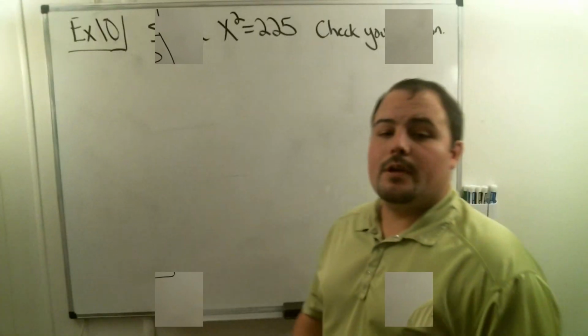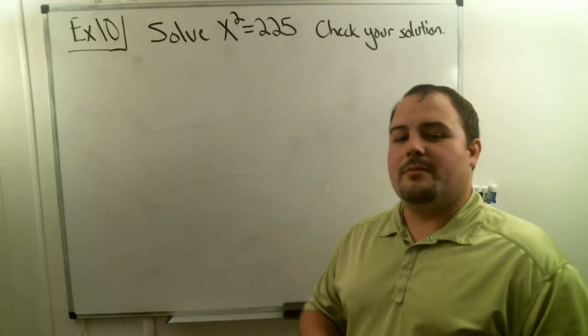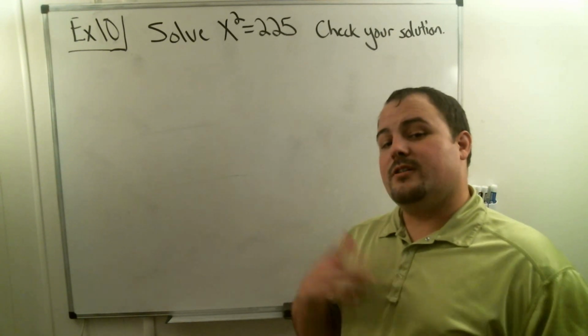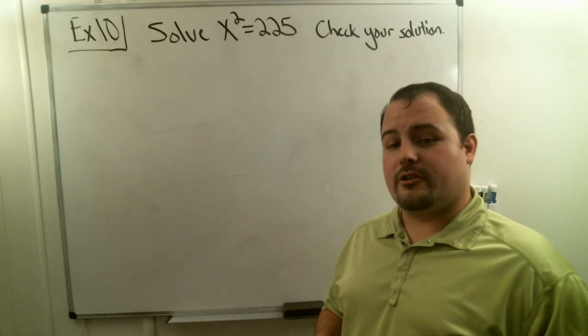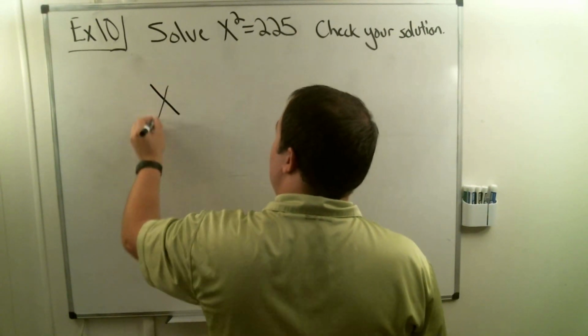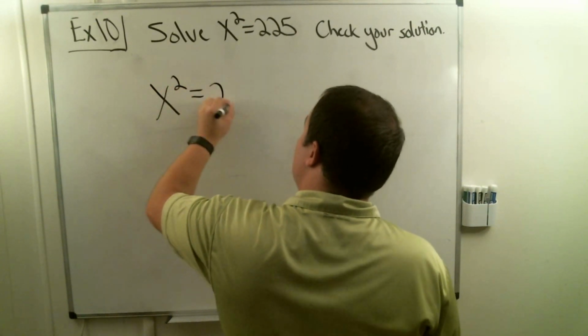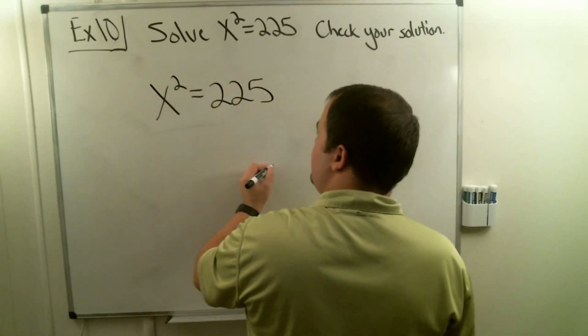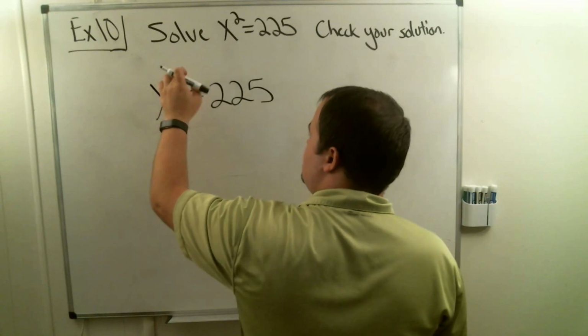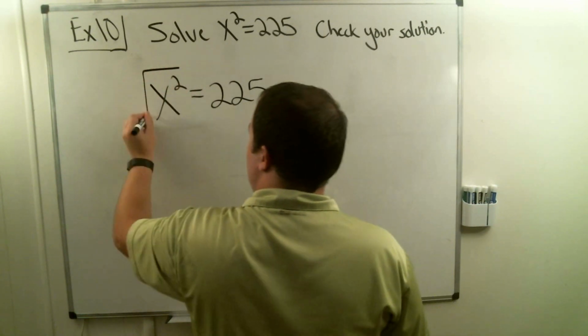Let's try another one. In example 10, we're going to be solving the problem x to the second power equals 225. So we have to figure out what number to the second power will equal 225. We're going to set it up the same way. We have a number to the second power equals 225. I want to solve for x, which means I want to get rid of this square. To get rid of a square, we're going to take the square root.